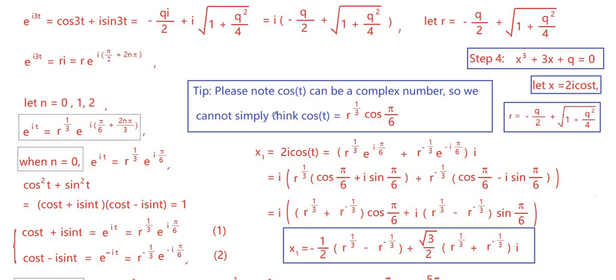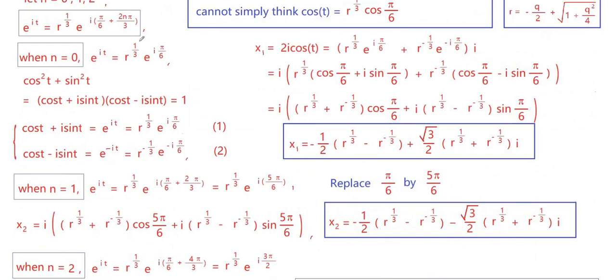And we divide by 3, we get e^(it) equal to R to the 1/3 power with this number. And please note, cosine t can be a complex number, so we cannot simply think cosine t equals R to the 1/3 power cosine pi divided by 6. For the first root, when n is equal to 0, we get e^(it) equal to R to the 1/3 power e to the i pi divided by 6 power.